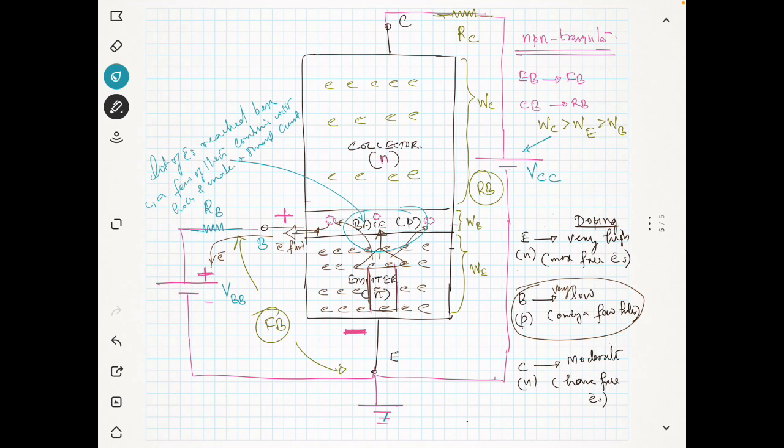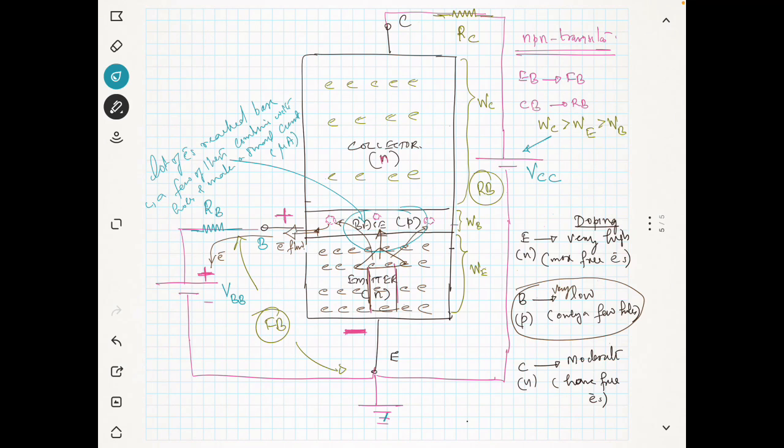So the current flowing through the base, or the number of electrons flowing through the base, is very less. Usually the current is of the order of microampere. Okay, in many transistors you can see that this current is of the order of microampere.